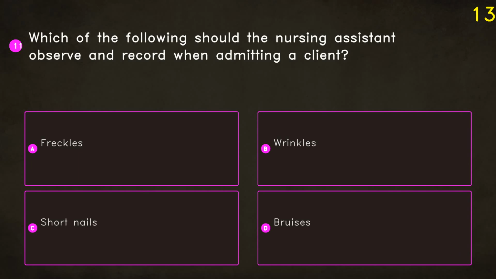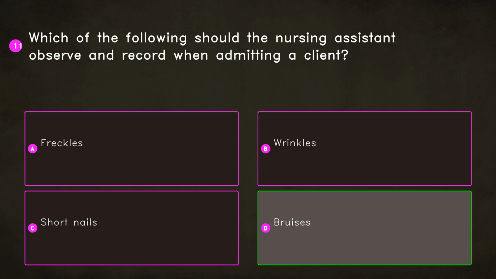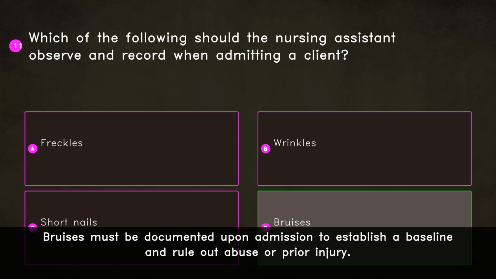Question 11. Which of the following should the nursing assistant observe and record when admitting a client? A. Freckles. B. Wrinkles. C. Short nails. D. Bruises. The correct answer is bruises. Bruises must be documented upon admission to establish a baseline and rule out abuse or prior injury.